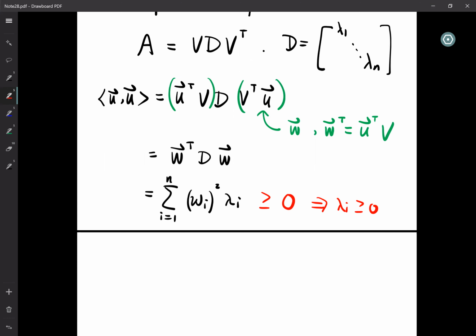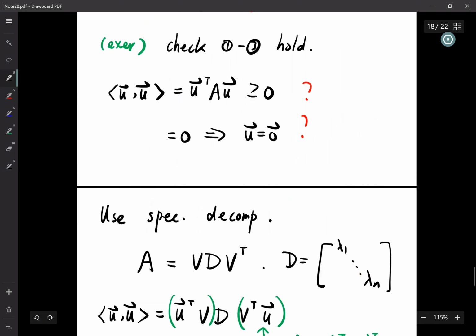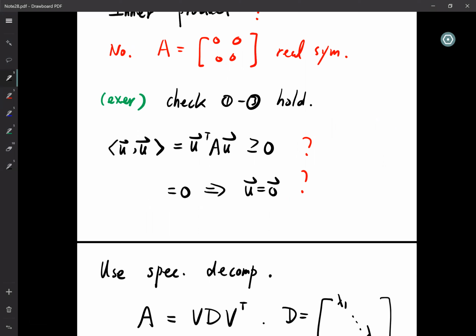You see, this condition is very non-trivial. We're not saying A12 is non-negative. We're not saying all the entries of the matrix must be non-negative, and so on and so forth. But we're saying the eigenvalues must be non-negative. So this answers question 1.